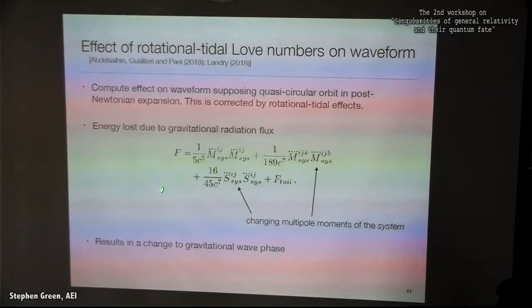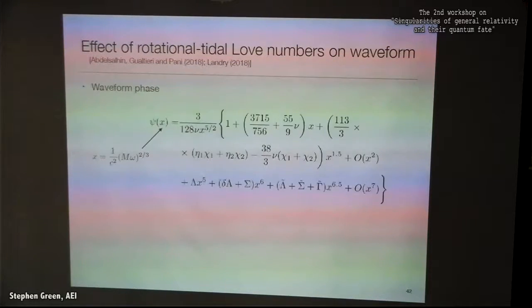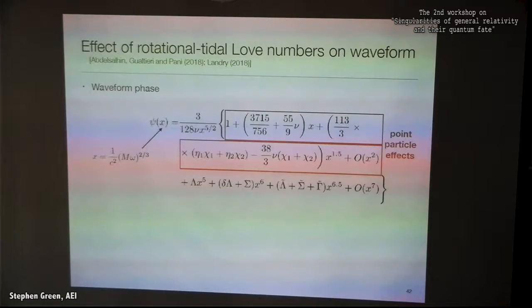And then, since that energy is lost, it results in a change to the gravitational wave phase. So this is the basic argument of Flanagan and Hinderer. But now, this is a new result that was done separately by these two groups. And so this is the waveform phase, and psi is the phase as a function of frequency.